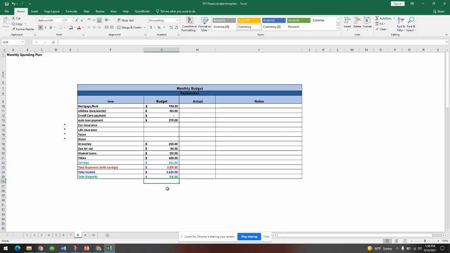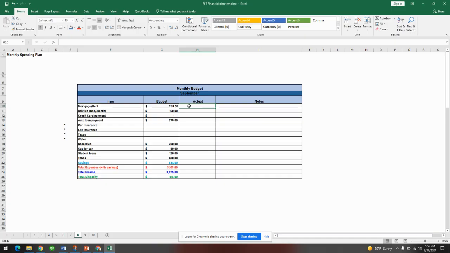So now if something unexpected did come up, I still have a little bit of money left over in the month that I can take care of that expense versus it being really tight every single month, right? Now, this is how my month is budgeted to look. So, this is a forecast, it's an estimate, but things can go a little differently, right?